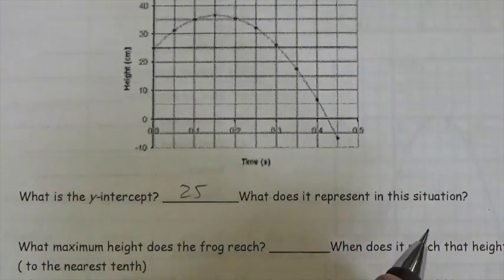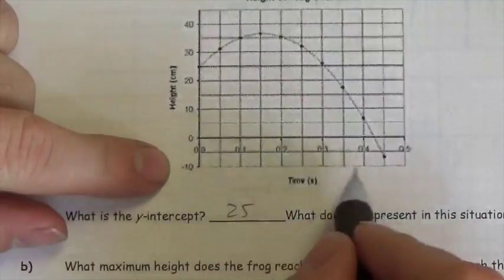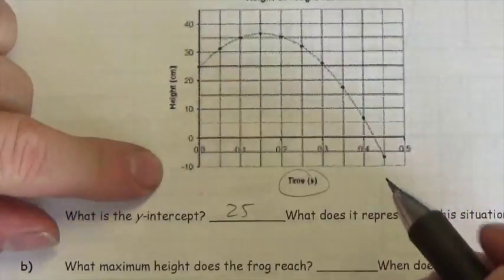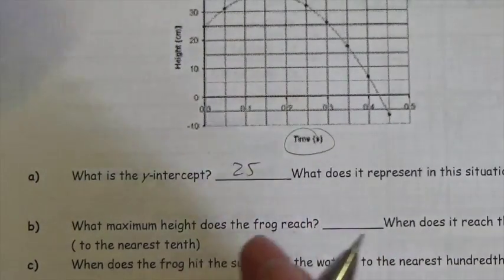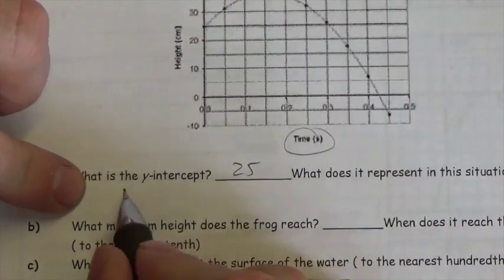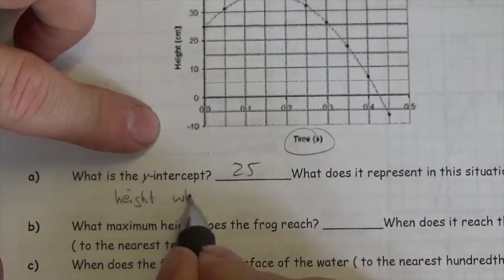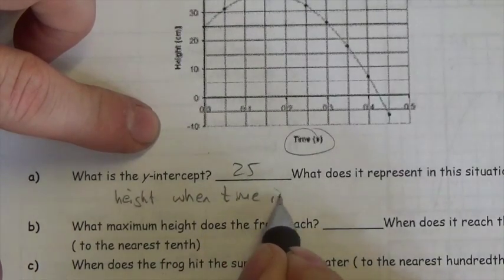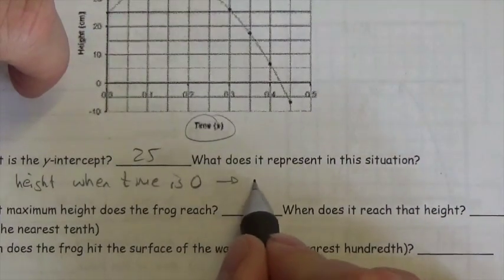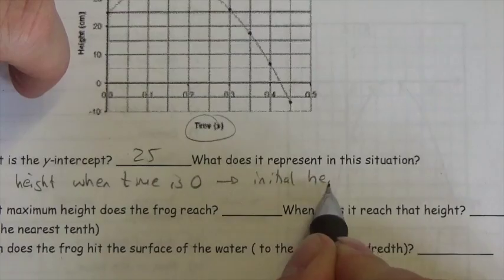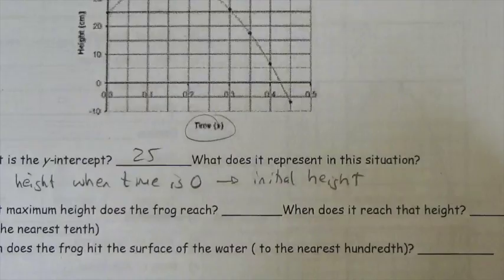Now, what does it represent in this situation? Well, the x-axis here is time. The y-axis here is height. So the y-intercept occurs when the x-coordinate is 0. That means I am looking for a height when time is 0. That's an okay answer, but really what this is saying is that this is the initial height. The frog is about to jump. The frog was initially 25 centimeters up.